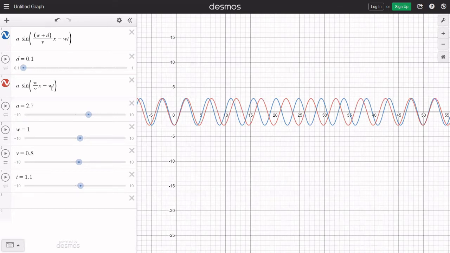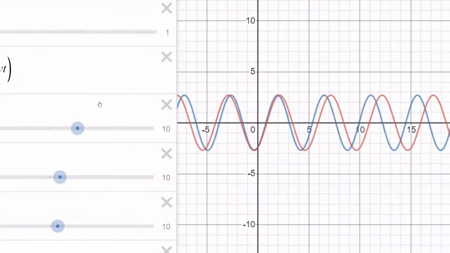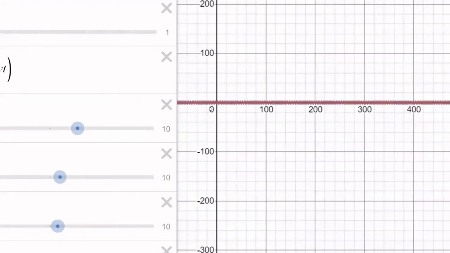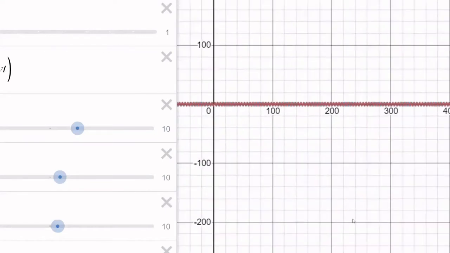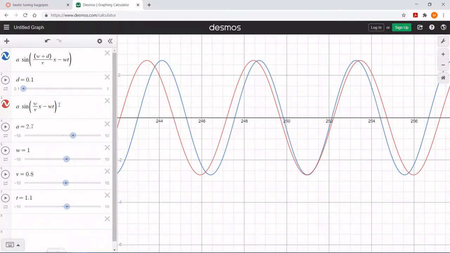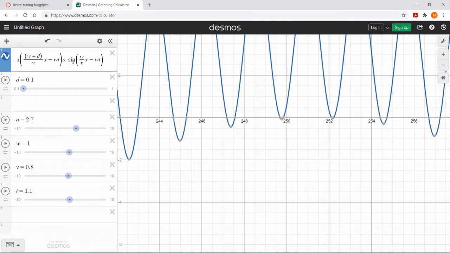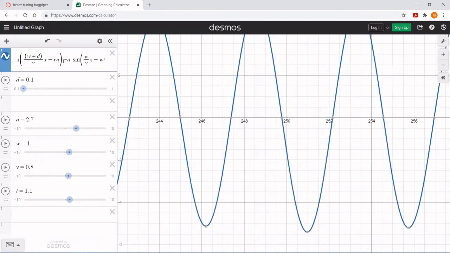Okay, so now what I'll do, instead of graphing the two waves individually, what just happened there? I don't know how to fix this. Hang on a second. Okay. Let me take the second wave and add it now to the first wave. So this is their superposition. Previously, I called it D1 and D2. This is D1 plus D2.